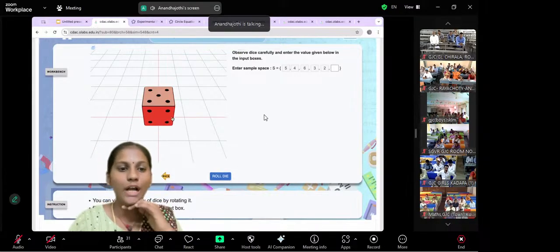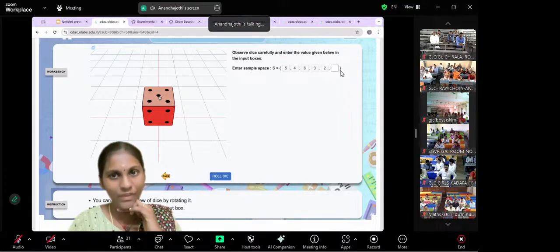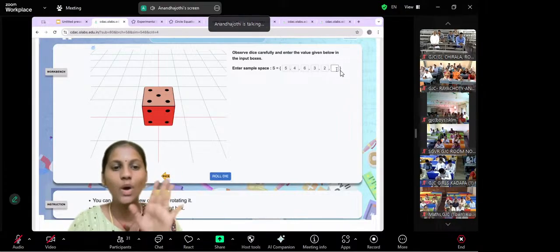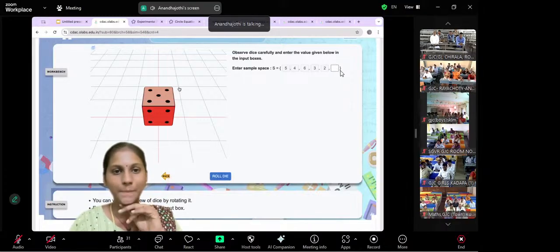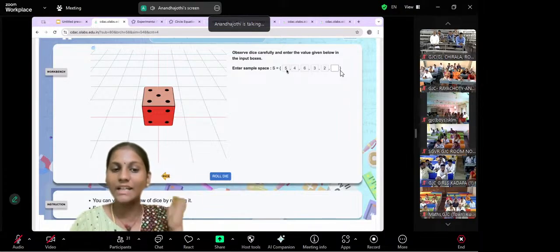Now we have a sample 5. Do we have to enter the sample or not? See, inside, the same number will not be repeated. See here, what we have is 5. Do we already have 5? Yes. So we are not supposed to repeat that one.